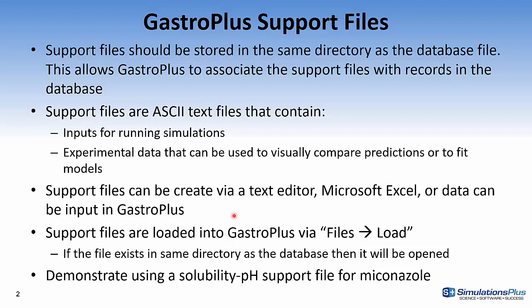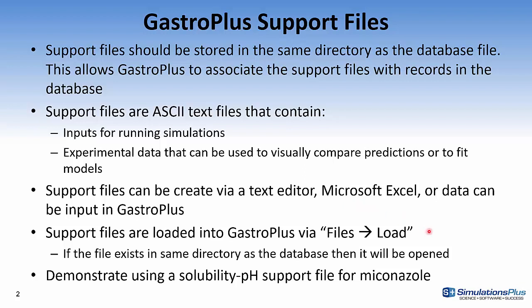One can create a support file via a text editor. You can use Microsoft Excel to create this and then save it as a tab delimited text file. Or data can be input into GastroPlus directly, and that's what I'll show in this example video.